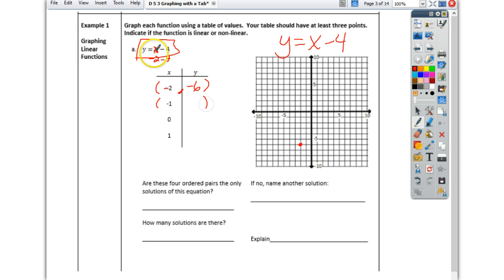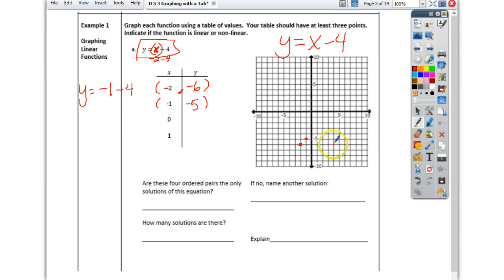Well, what if I do -1? What's -1 minus 4? -5. So -1, -5. Plot that. Can I tell still if that's going to be linear or not? Can I tell if those 2 points are going to make a linear or a nonlinear equation? With 2 points? Yes.